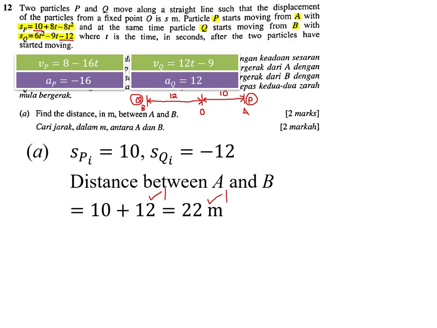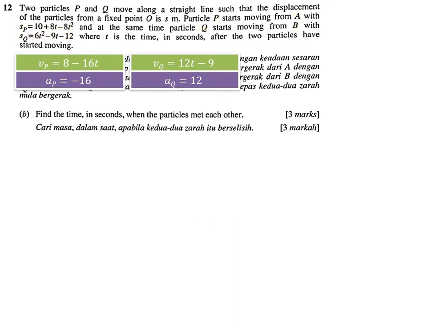Now let us look at question B. Find the time in seconds when the particles met each other. Initially, particle Q is moving to the left. Then after that, it turned back to the right. The P initially is moving to the right because of the initial velocity of 8, a positive value. Then after that, it turned to the left. The P and Q meet somewhere here. When they meet, they have the same value of displacement from O. We are going to apply the concept of same displacement.